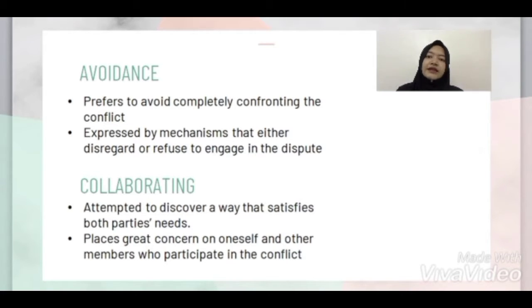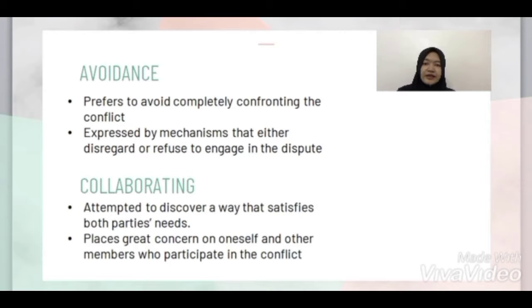Avoidance happens when an individual prefers to avoid completely confronting the conflict, which may include postponing a decision, physically isolating or removing themselves from the whole situation or condition. In fact, avoidance style is expressed by mechanisms that either disregard or refuse to engage in the dispute. Avoidance may be the rational option when the relationship is not important and the problem is not important, or when the situation may lead to coercion.